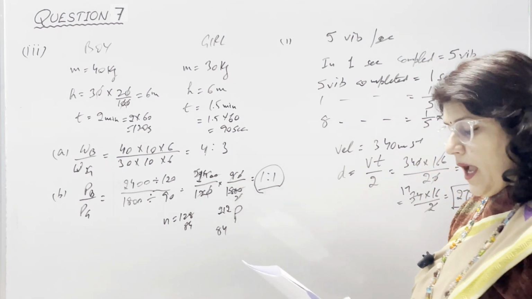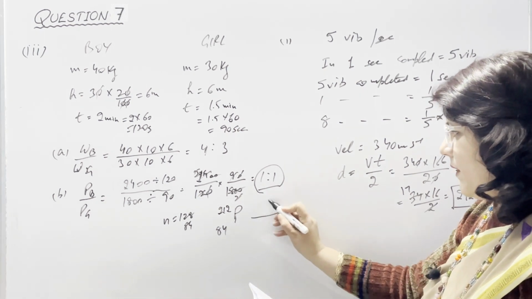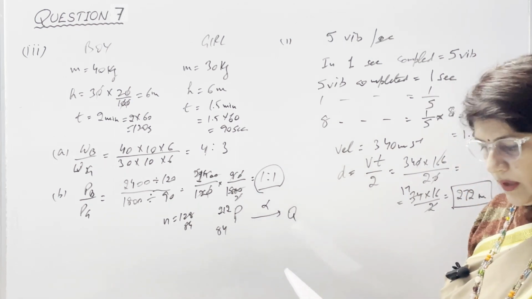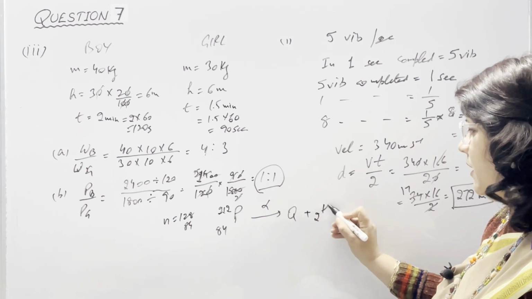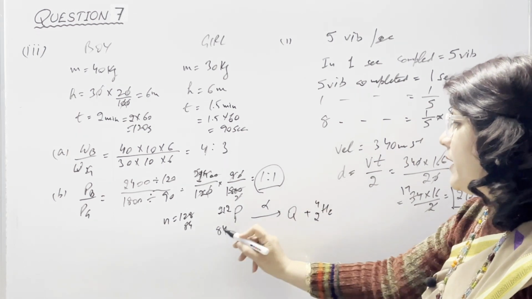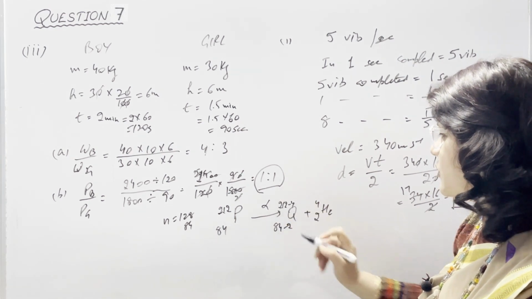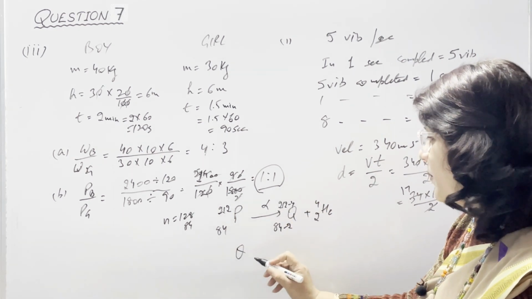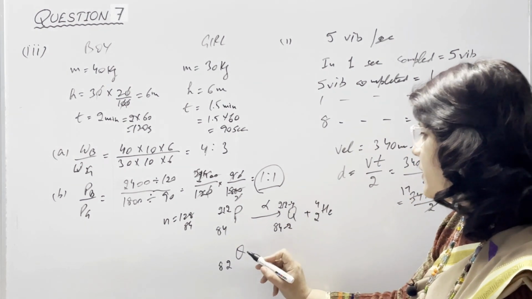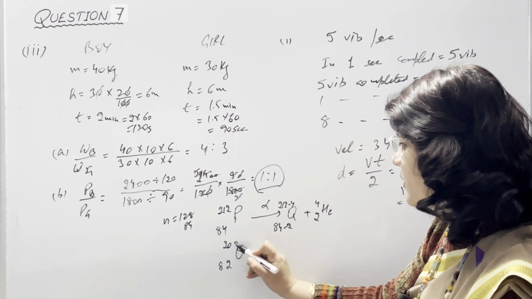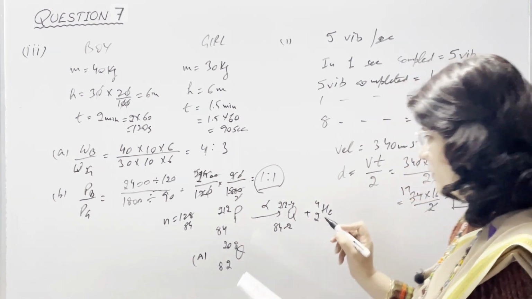The nucleus P emits an alpha particle and is transformed into a nucleus Q. What is the composition of Q? We know that after emitting an alpha particle, 2He4, the atomic number is reduced by 2 and the mass number is reduced by 4. It means the composition of Q is 84 minus 2, which is 82, and 212 minus 4, which is 208. This is Q, the A part.